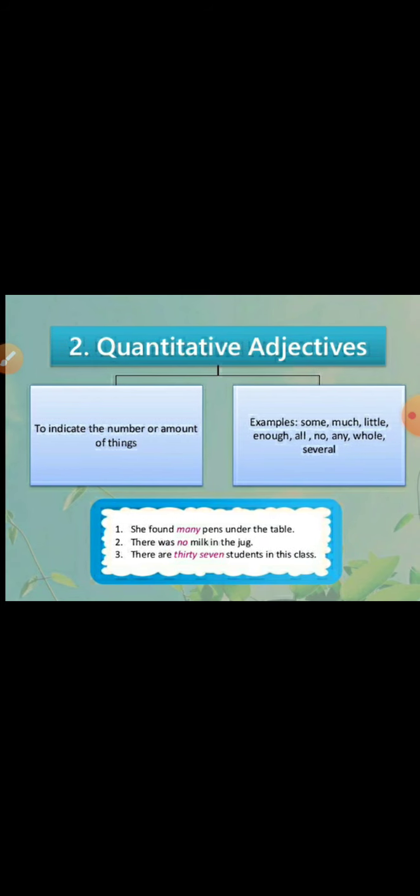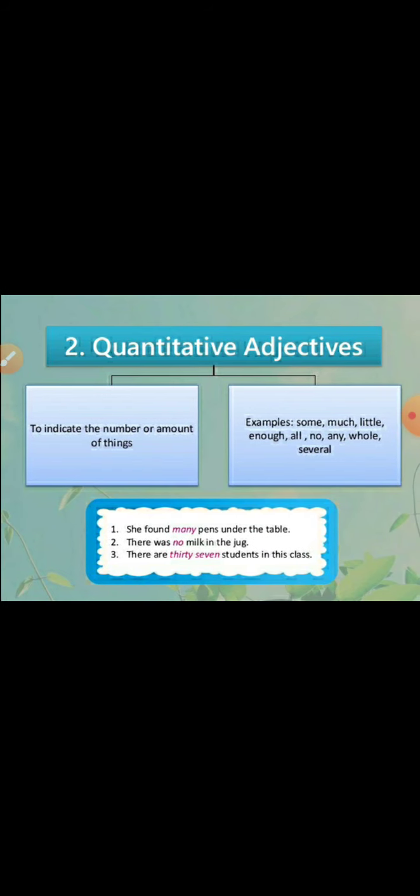Now the second type of adjectives are quantitative adjective. What are quantitative adjectives? Quantitative adjectives are those adjectives which tell us or which show us how many of something, how much of something is available. These adjectives are used to indicate the number or amount of things. ये हम किस लिए इस्तेमाल करते हैं? जब हमें indicate करना होता है, जब हमें दिखाना होता है कि किसी चीज़ की कितनी मिकदार available है या कितनी चीज़ें, किस तादाद में कोई चीज़ हमारे पास available है.